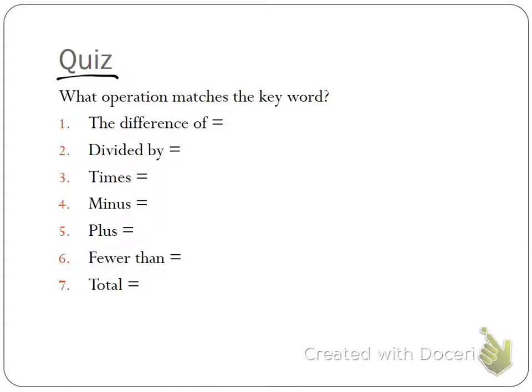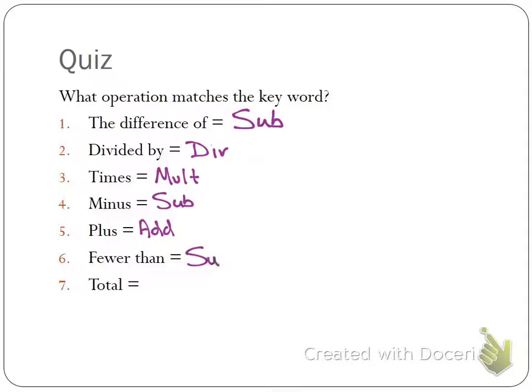All right, so number 1, what's number 1 going to be? Subtraction. What about number 2? Division. Number 3? Multiplication. Number 4? Subtraction. Number 5? Number 6? And number 7? Add. Very good.